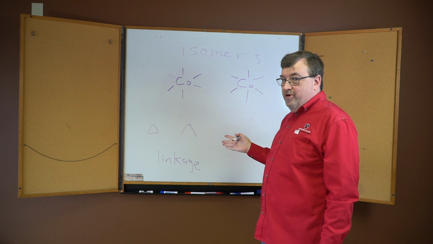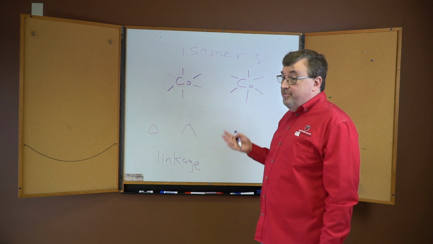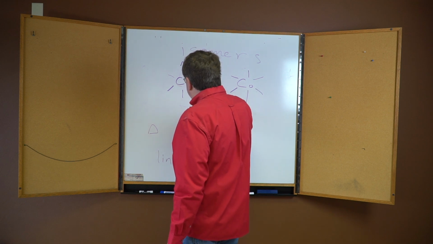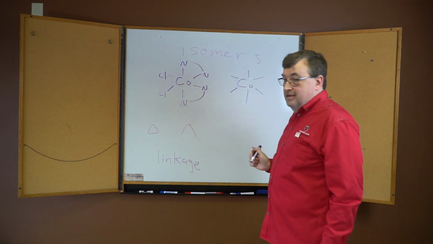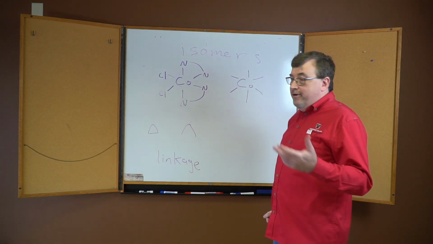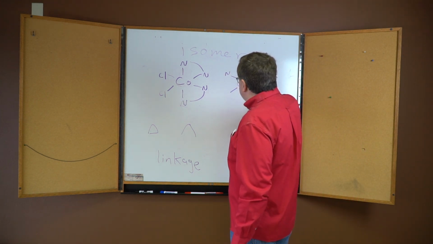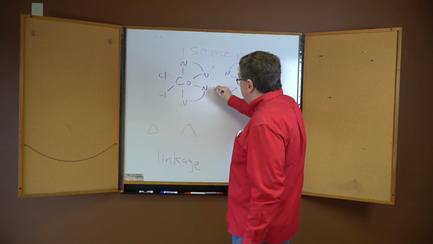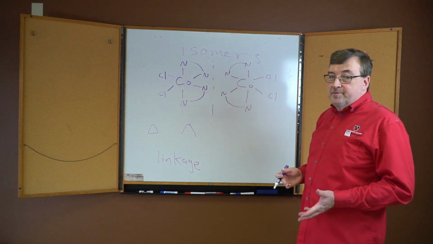Almost all the time with delta and lambda, you will have at least 2 chelating ligands. Usually 3, but often 2. So here I'm going to represent this to be something like ethylene diamine or bipyridine or any other chelating ligand. And here you can see that if I put a mirror plane here, these are non-superimposable mirror images.